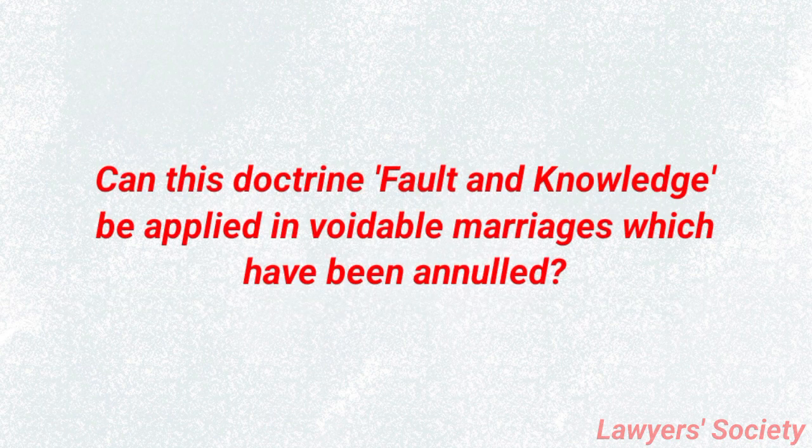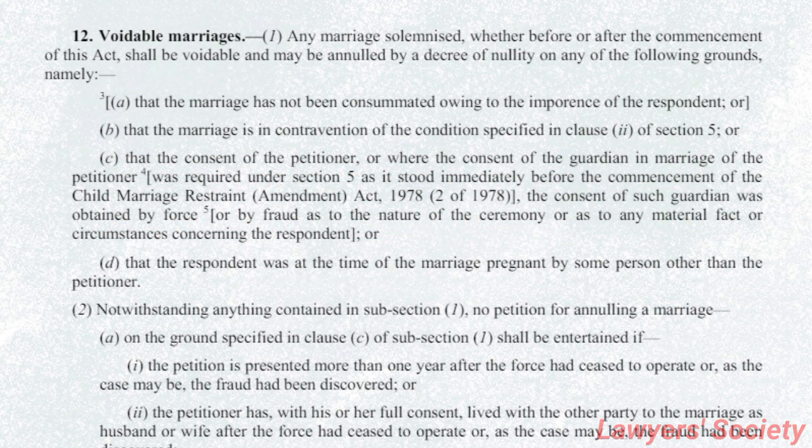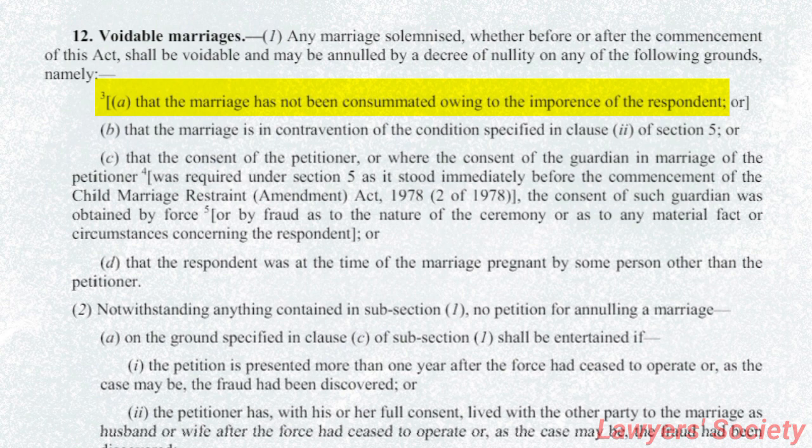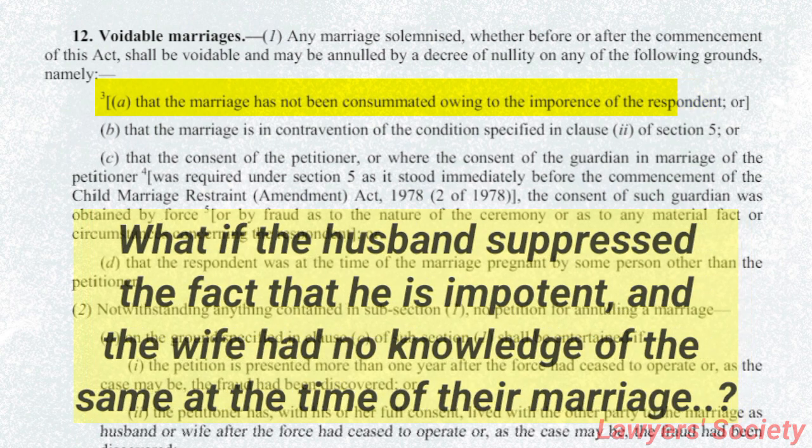Now, can this doctrine of fault and knowledge be applied to voidable marriages? For example, under section 12(1)(a), a marriage can be annulled on the ground that the marriage has not been consummated owing to the impotence of the respondent, that is, the impotence of the husband in most cases. What if a marriage has been annulled because the husband concealed the fact that he is impotent and the wife had no knowledge of the same when she married that person? Can she still claim maintenance?